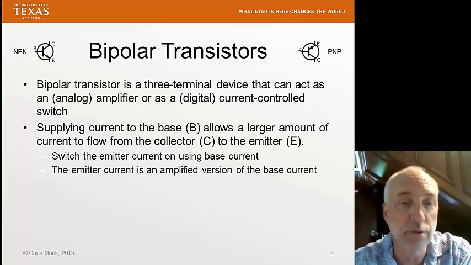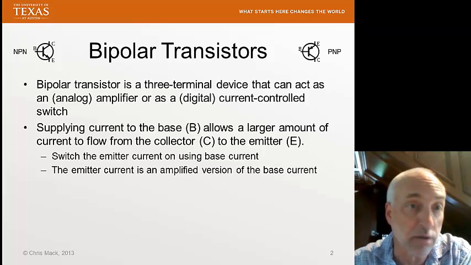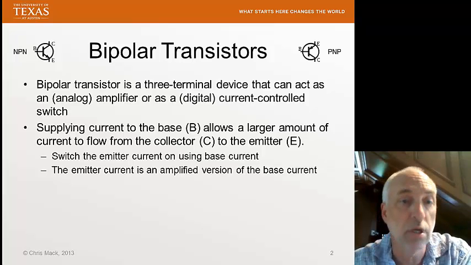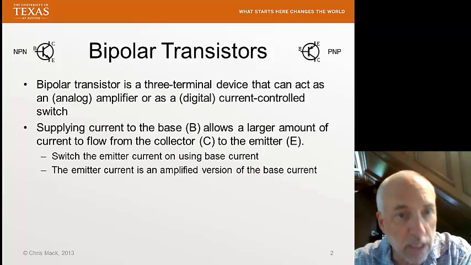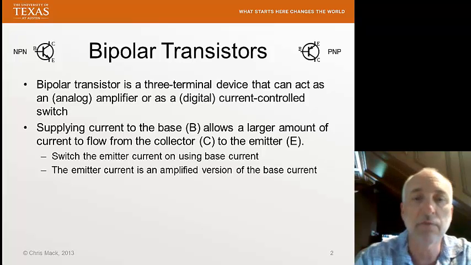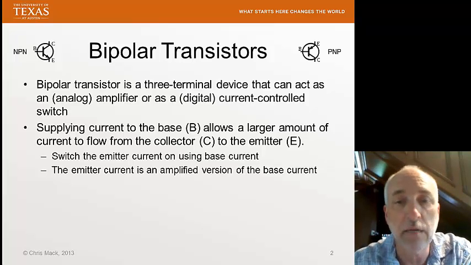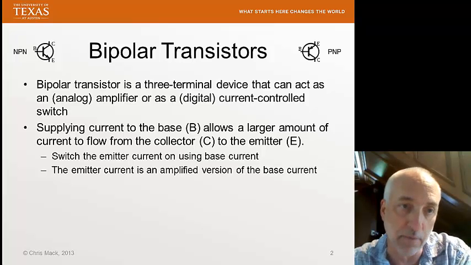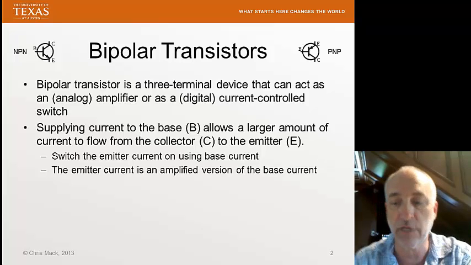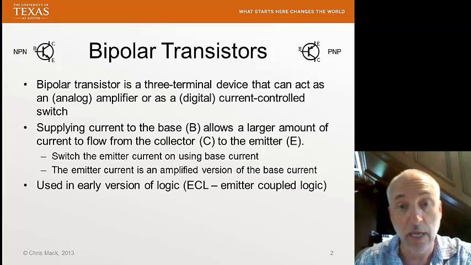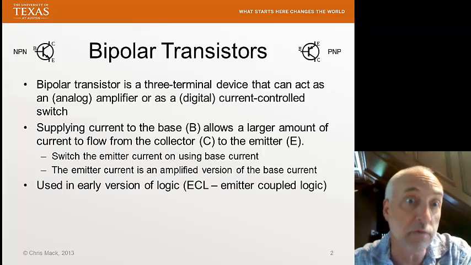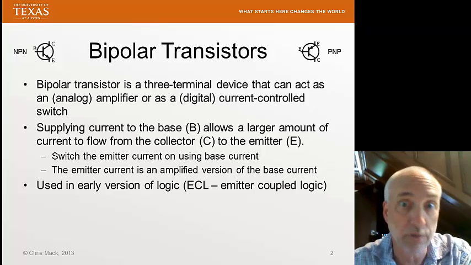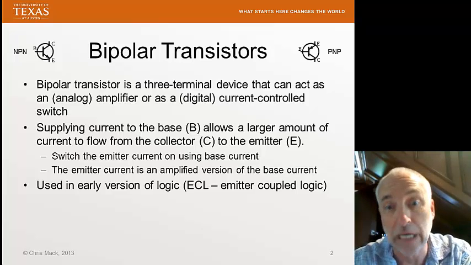We can switch the emitter current on using the base current, so it acts as a switch, or the emitter current, the current coming out of the emitter going from the collector, is essentially an amplified version of the base current. This allows us to use bipolar transistors as amplifiers. And in the early days of logic, we often used bipolar transistors to make our logic circuits.